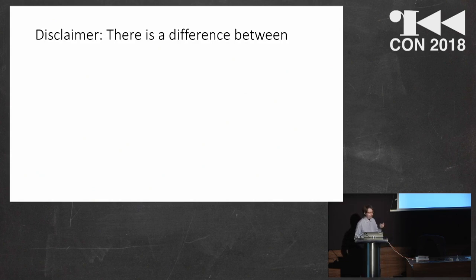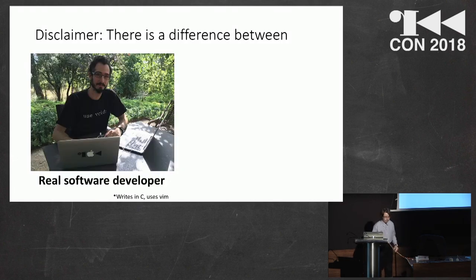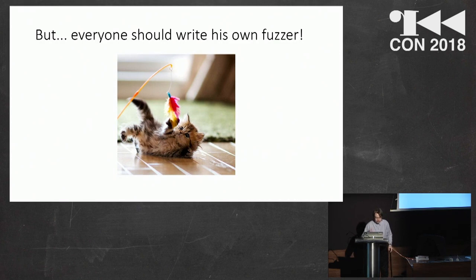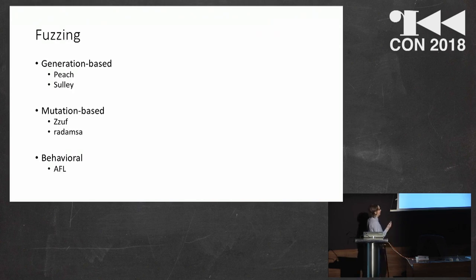So first, I'm not a developer and never have been a good developer. And you see there is a difference between a real software developer, like you see in this picture, who writes in C and uses VI or Vim, and myself, when I'm trying to develop something, using Erlang and writing in Visual Studio Code. But, as I've said, everyone should write his own fuzzer. Every security researcher, security engineer at some point writes his fuzzer. So let's recap something about fuzzing.